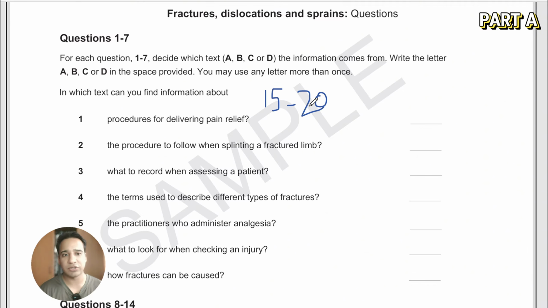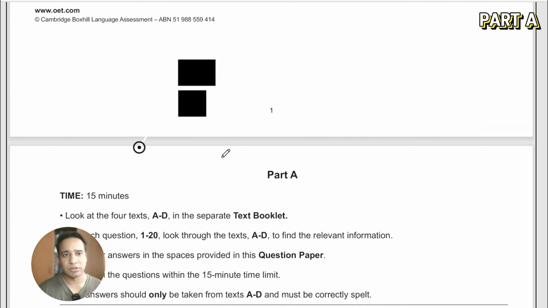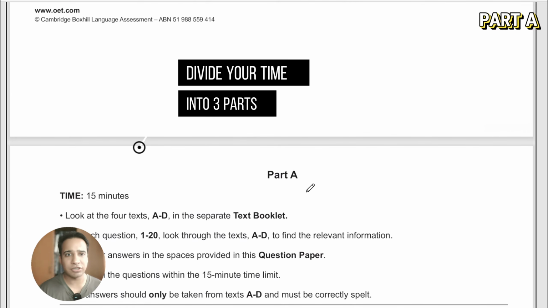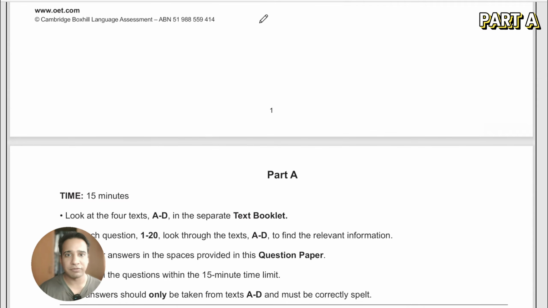Let me tell you a strategy that will help you to score high in this part. Now remember, if you can score above 18 in this part, it's really easy for you to score high in the reading subtest. So my strategy is to divide your time into three parts. You have 15 minutes altogether for part A, so you have to divide it into three parts: 1 minute, 1 minute, and then 13 minutes. What you're going to do with it.